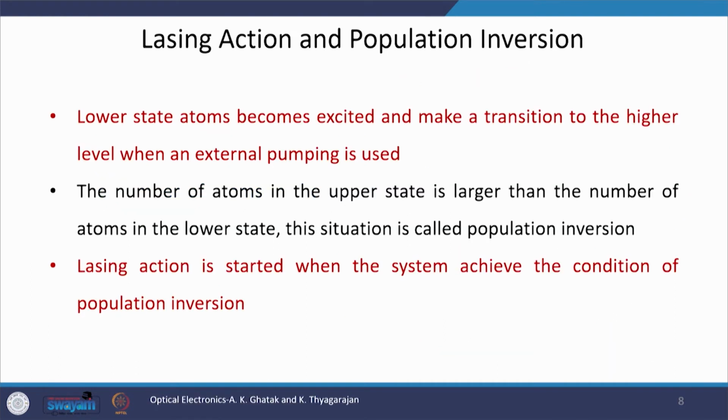Now, to achieve lasing, we require population inversion. Lower state atoms become excited and make a transition to the higher level when external pumping is used. This we know. If the electron is here, and you pump it, then it goes into the upper energy state, and it only happens when we have some external source, and this is called absorption.